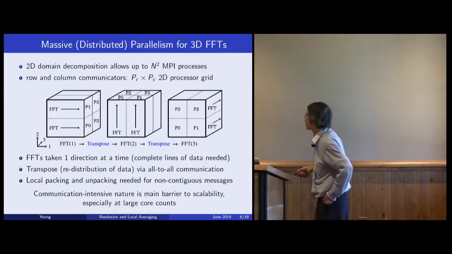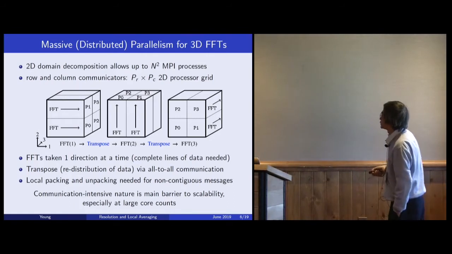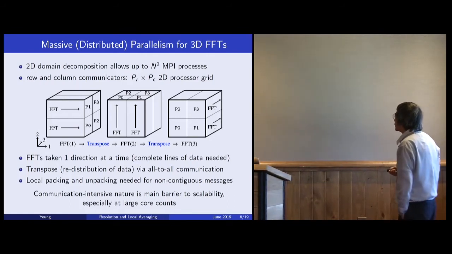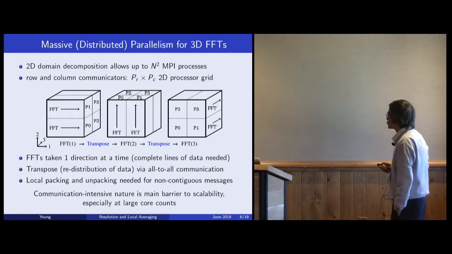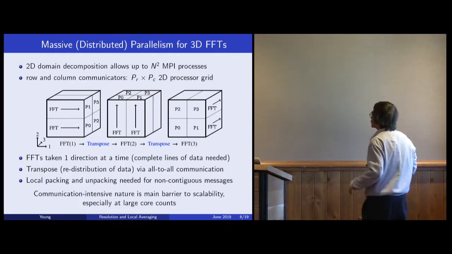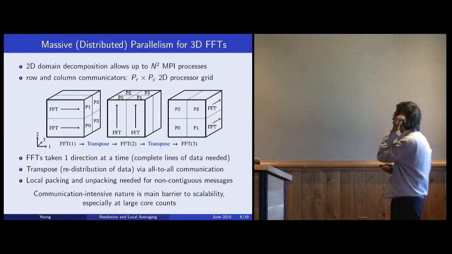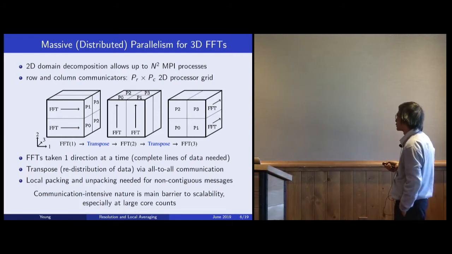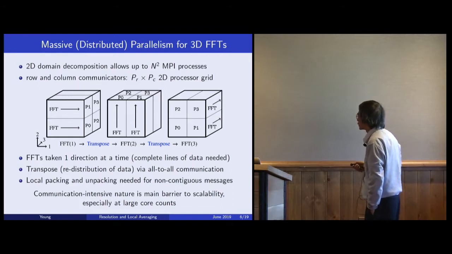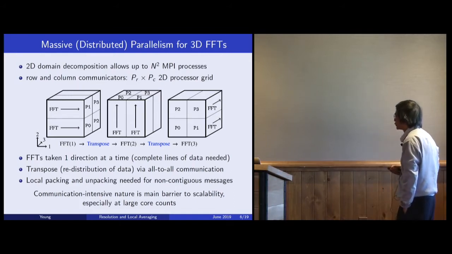The first thing is how do we divide up the data to make the 3D FFTs not so painful? Because we want to use a very large number of MPI processors, we will have to come up with different ways of dividing up the data in a way that will allow us to go beyond N parallel processors. So we have a 2D domain decomposition. We have row and column communicators.